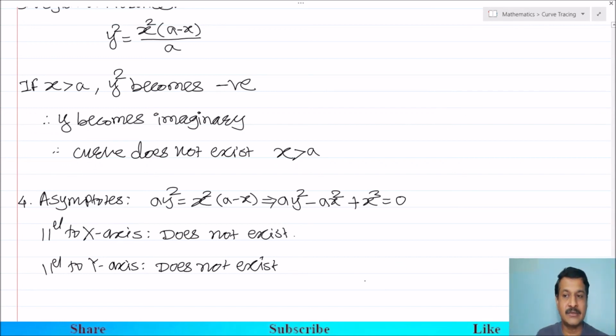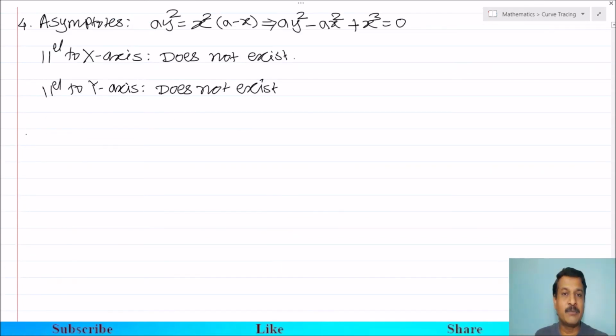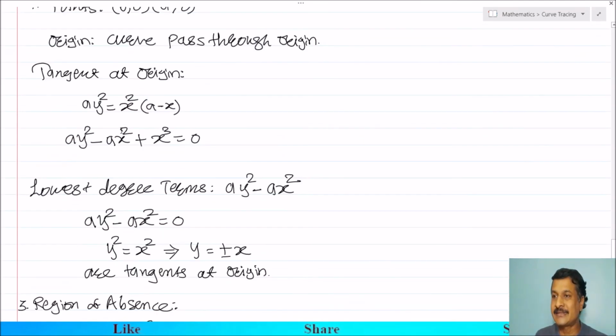So here not, because even though the power of x is 3, the power of y is not equal to or greater than 3. In the fourth point, asymptotes do not exist. Now the fifth point is tangent. So you check whether it is necessary to find tangents or not. If there are points of intersection with the coordinate axis, then only.